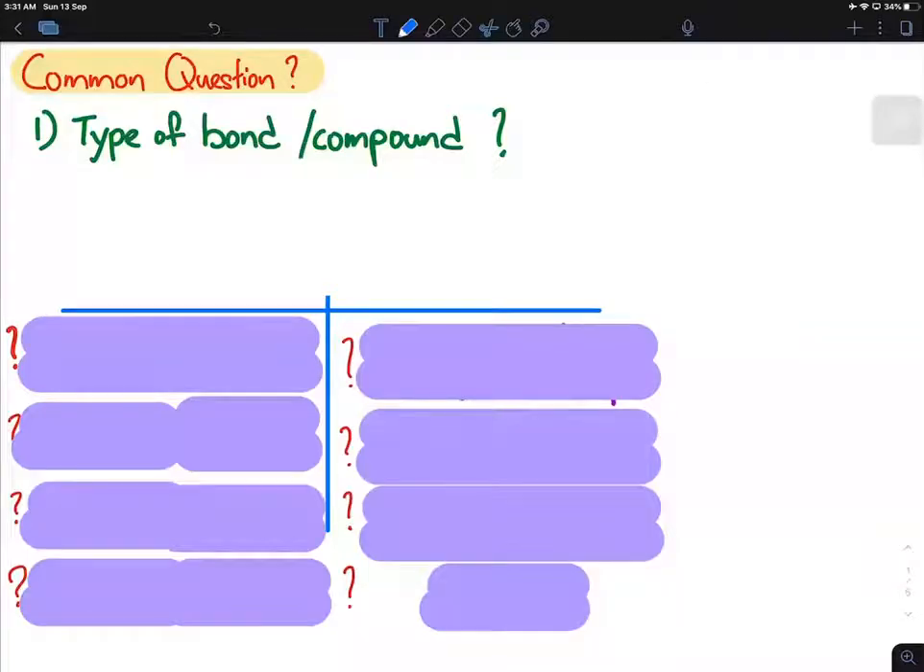In this video, we will be doing Form 4 Chapter 5, Chemical Bonds. There are these 8 common questions that we'll be going through today.